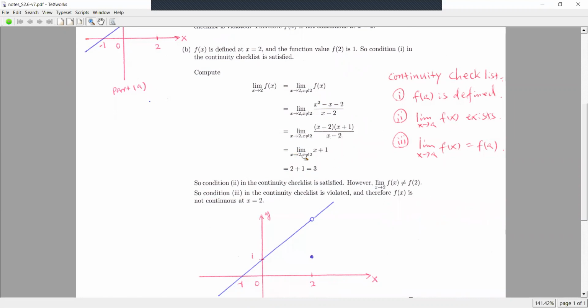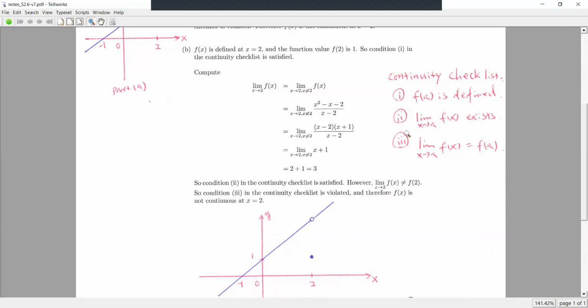Now, to find this limit, direct substitution. Plug in 2 in x. So the limit is this number, the number 3. Therefore, as x approaches 2, the function approaches 3. Condition 2 is satisfied.